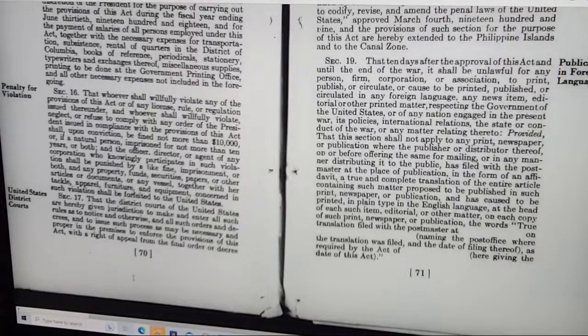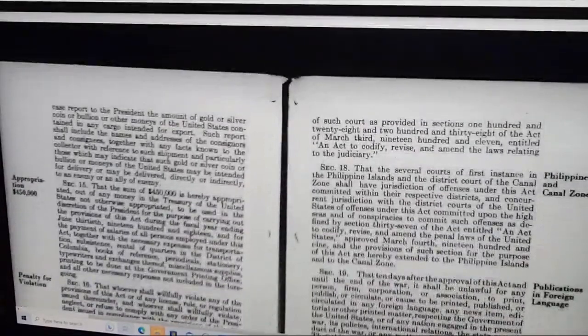United States District Courts, section 17. That the district courts of the United States are hereby given jurisdiction to make and enter all such rules as to notice and otherwise, and all such orders and decrees, and to issue such processes as may be necessary and proper in the premises to enforce the provisions of this act, with a right of appeal from a final order or decree of such court as provided in sections 128 and 238 of the Act of March 3rd, 1911, entitled An Act to Codify, Revise, and Amend the Laws Relating to the Judiciary.